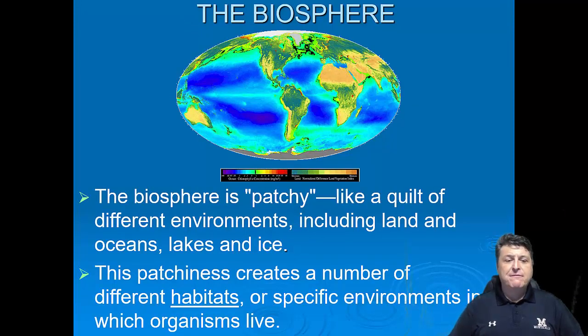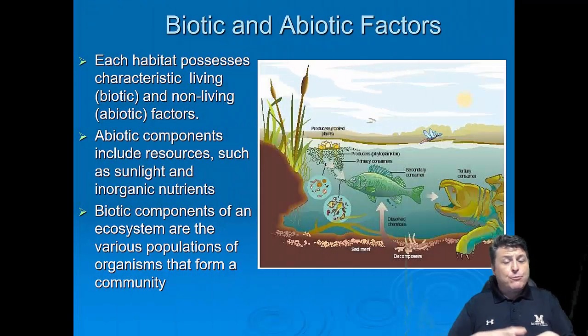Now, the biosphere, when we look at it, it actually is kind of patchy, kind of like a quilt of different environments that include land environments and saltwater environments and freshwater environments. These patches basically create unique habitats. And a habitat is a specific environment in which an organism will live. Now, regardless if we're looking at a terrestrial biome or an aquatic life zone, there are going to be various factors that influence what's going to happen in that particular ecosystem.